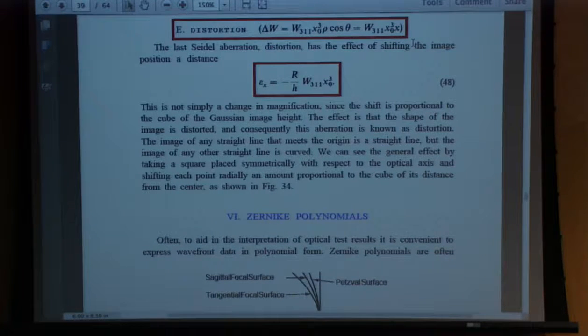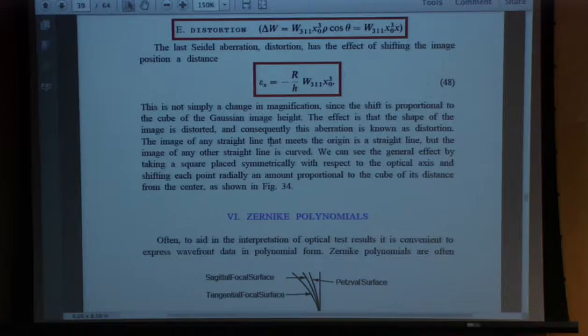And we can calculate what the shift in the image is by finding epsilon sub x, as we were doing in the last class, minus r over h partial of delta w with respect to x. And we get a term here, then it's just minus r over h, W311 x naught cubed. So it's not really just a change in magnification, it's a shift that is proportional to the field position, proportional to the image height, and it goes as a cube of the image height.